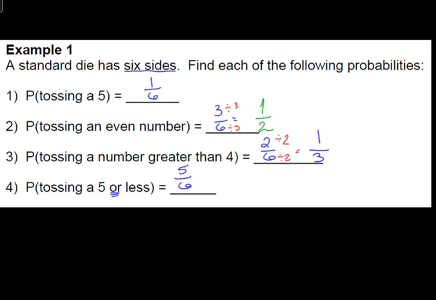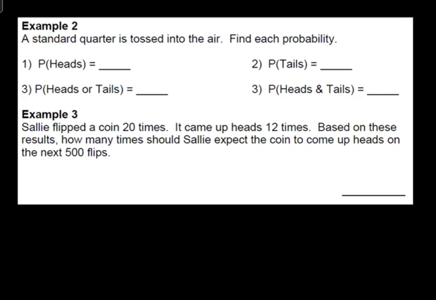Looking at example 2. Example 2 says a standard quarter is tossed into the air. Now find each probability. Well, with a standard quarter, you can either have heads or you can have tails. That's our only choices that we have. So there's only 2 choices. So my denominator is going to be 2. Probability of it being heads, well, there's only one good outcome there. 1 out of 2.